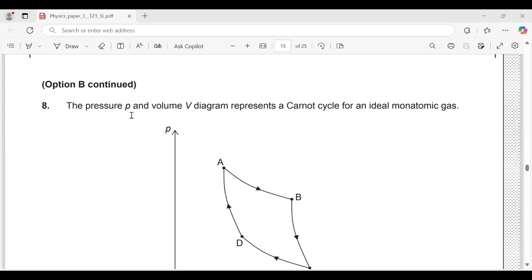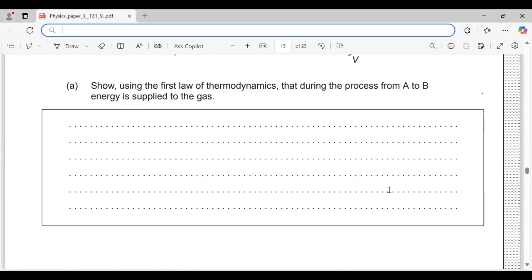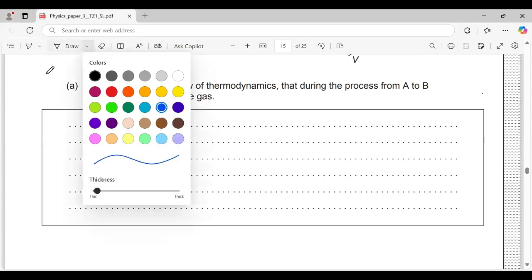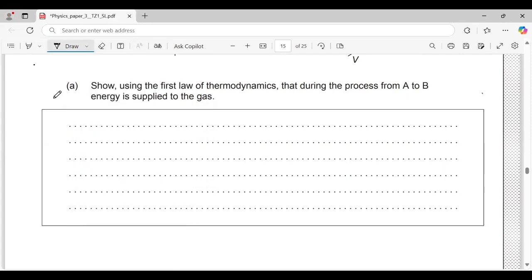The pressure P and volume V diagram represents a Carnot cycle for an ideal monoatomic gas. This is the diagram. Using the first law of thermodynamics, during the process from A to B, energy is applied to the gas, right? According to the first law of thermodynamics, the equation can be expressed as delta U equals Q minus W.